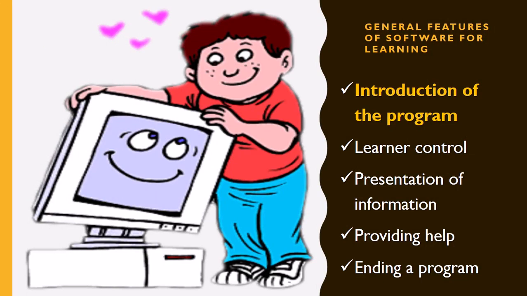All right, we are looking at general features for software for learning. So what are the identifying marks of a software for learning, or in effect a courseware? We have the introductory part, the learner control, presentation of information, providing help, and ending of a program. A software for learning must have most of these components.